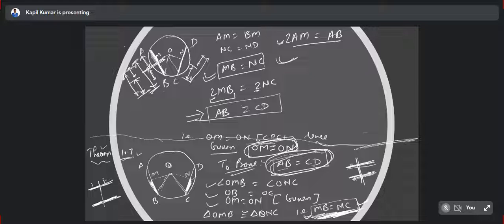AM is equal to BM. NC is equal to ND. So is it MB is equal to MC or NC? NC. Equals to NC.